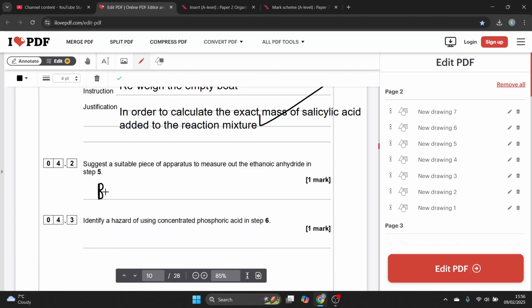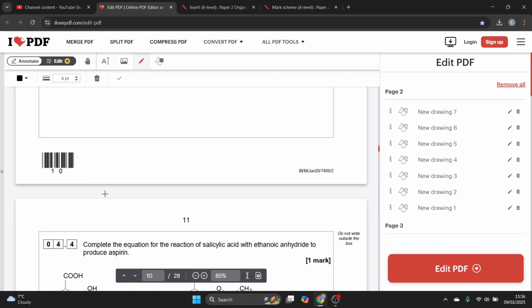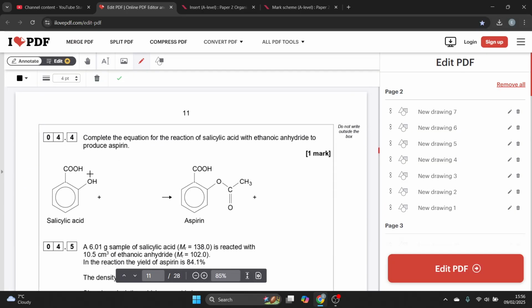Burette, perfectly fine. Measuring cylinder, pipette, burette. Identify a hazard of using concentrated phosphoric acid. It is corrosive. Anytime you say identify a hazard, a lot of the times it's just due to it being corrosive. Then it says complete the equation with ethanoic anhydride.